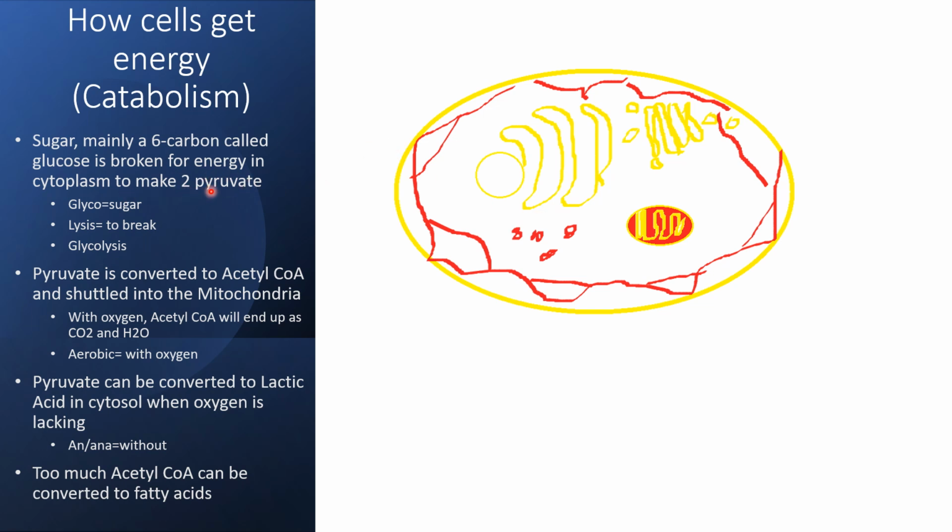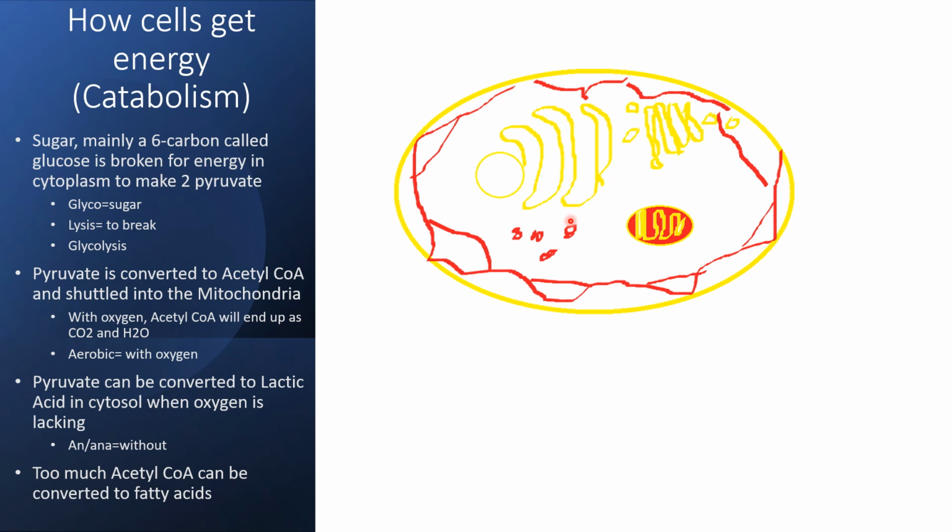And when you take glucose and you break it into two, you make two pyruvates. Now, breaking sugar, one glucose into two pyruvates, is called glycolysis. Glyco means sugar. Anytime you see glyco, it means sugar. So if you hear something called a glycoprotein, it's a protein with sugar. Lysis means to break. So glycolysis means you break sugar. And you break sugar to get energy.